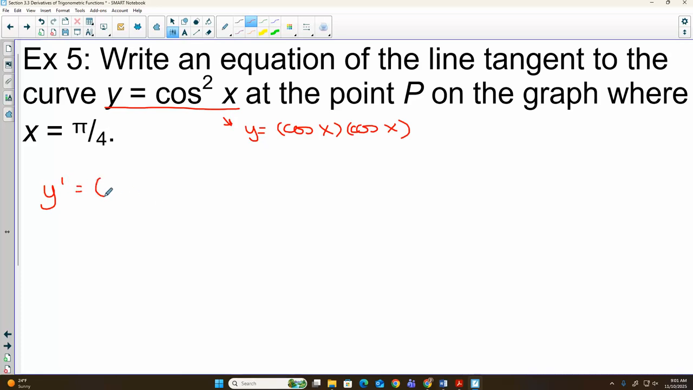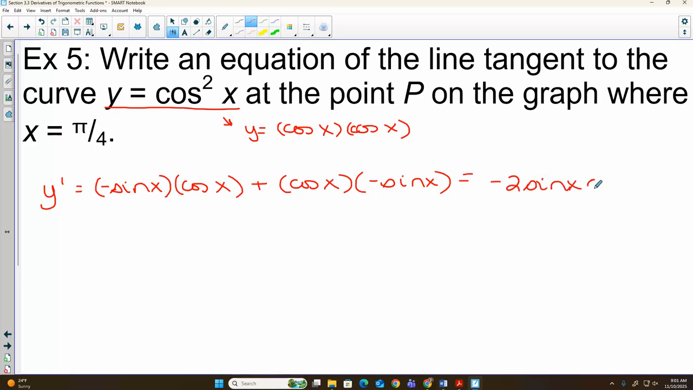So derivative of the first, what's the derivative of cosine? Second one stays the same, plus the first. Derivative of the second one, so it's again the derivative of cosine, which is negative sine. These terms, they're like terms, they're both negative sine x cosine x, so we could add them together and just say negative 2 sine x cosine x.